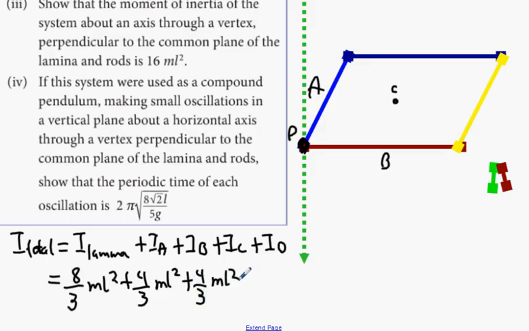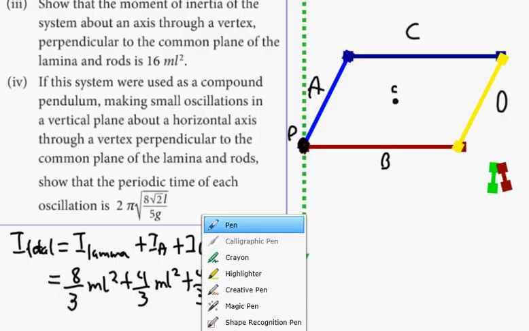Now, here's the hard part. Do you notice that rods C and D seem to have zero contact with the axis P? Can I, class, think of a way to shift one axis to another axis? There's a rule, one of the rules. The parallel axis theorem.